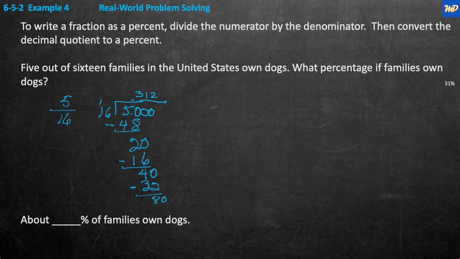Bring down the 0. So we're going on and on and on, right? 16 into 80, well, it's still another digit, right? I guess we should find out if we're going to round this or not. 16 goes into 80 about 4 times.